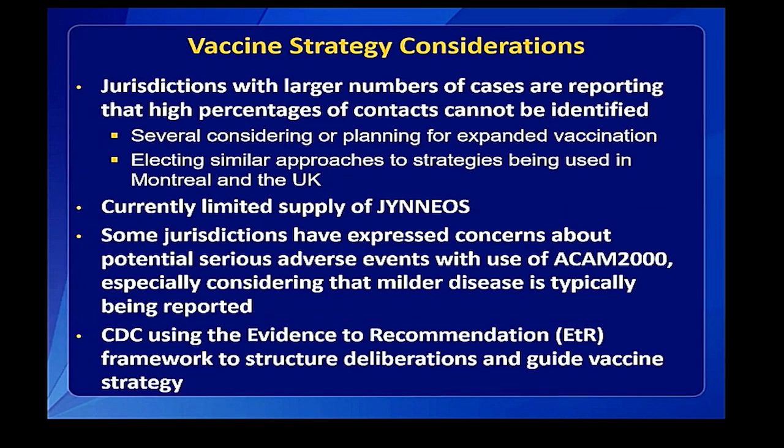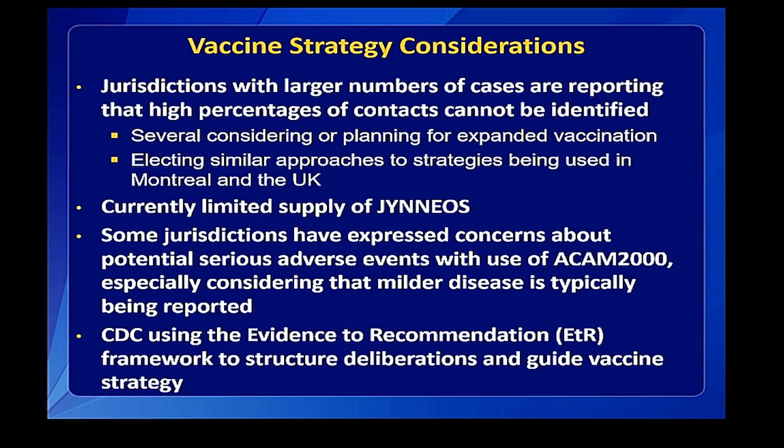With respect to other vaccine strategy considerations, we are aware that there are jurisdictions with larger numbers of cases that are reporting high percentages of contacts that cannot be identified, and there are several considering, planning, and even implementing expanded vaccination programs at this time. Many are following similar approaches to strategies being used in Montreal and the United Kingdom. However, there is currently a limited supply of JYNNEOS.